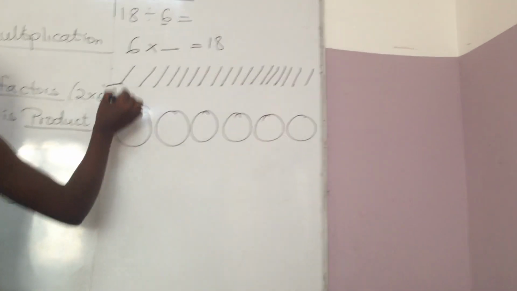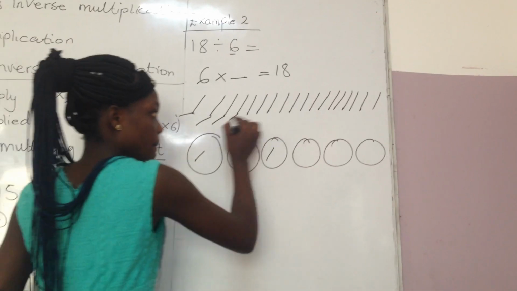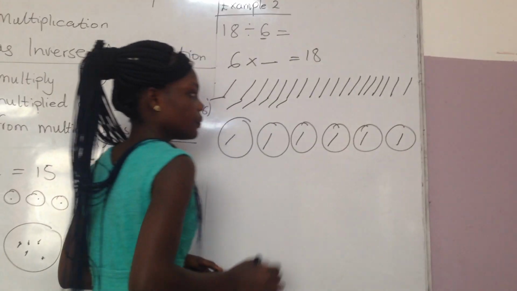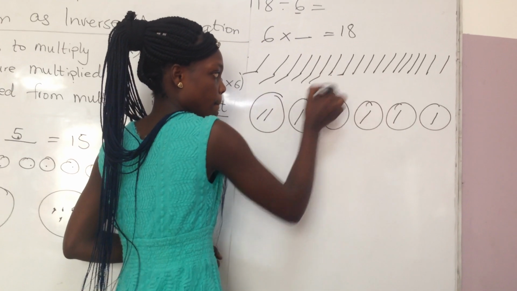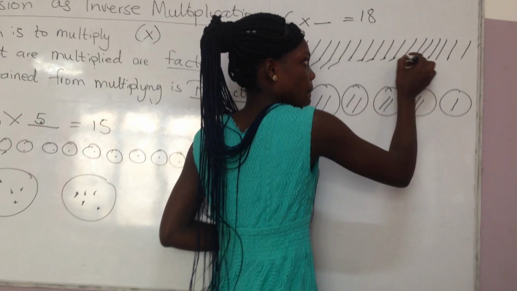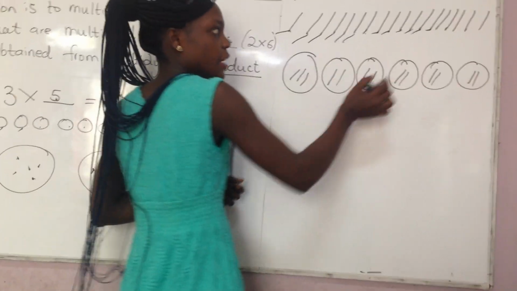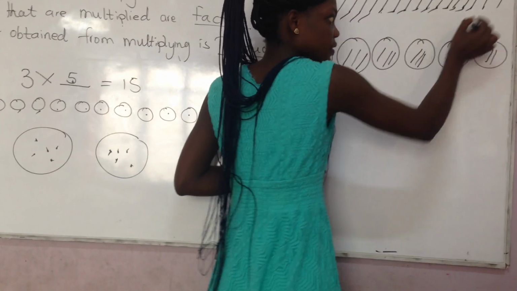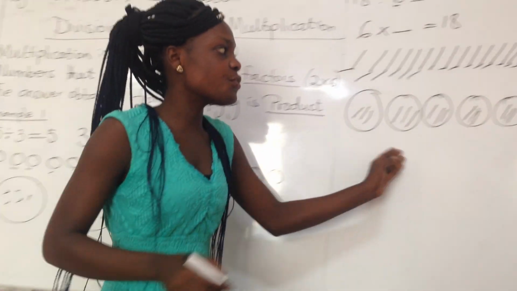So you give 1, another 1. Let's continue again. Let's go back again because there is still some left. Give this one, this one, this one. So there is none left. We shared it among these people.